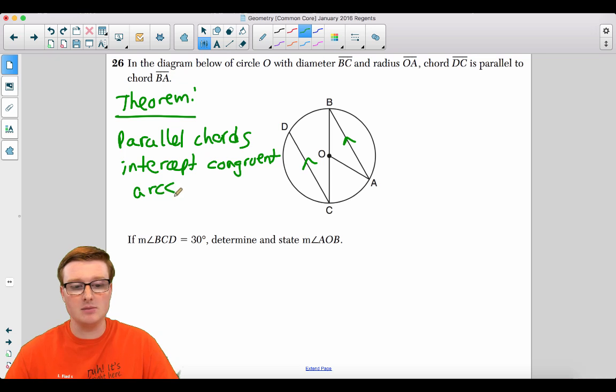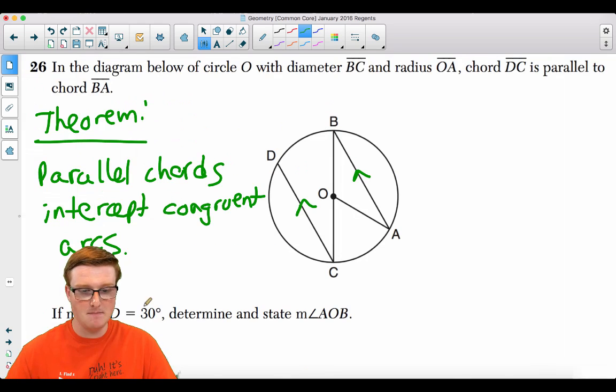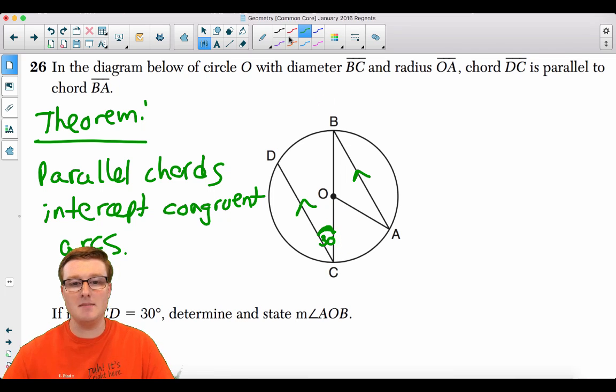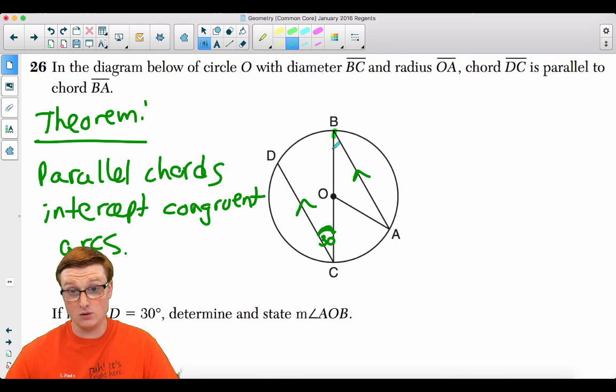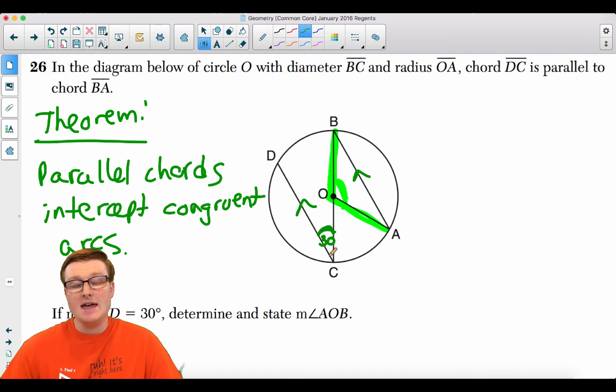Now let's read a little bit more into it. It says that if the measure of angle BCD, so this angle over here, is 30, what is the measure of angle AOB? So we're looking for that angle right there. Now, it's actually not that bad of a question. This 30-degree measure is an inscribed angle, and an inscribed angle is 1/2 of the arc it intercepts. So if this is 30, arc BD is going to be 60 degrees.